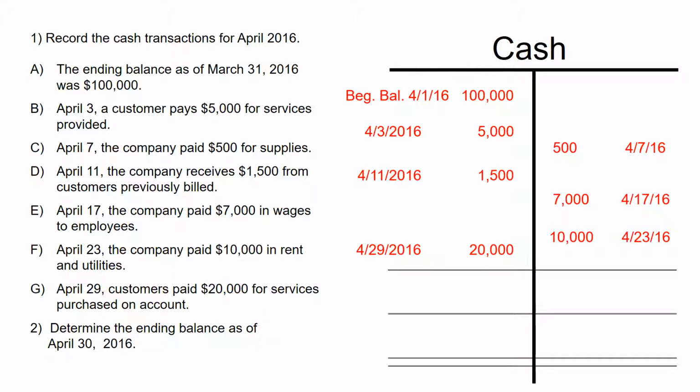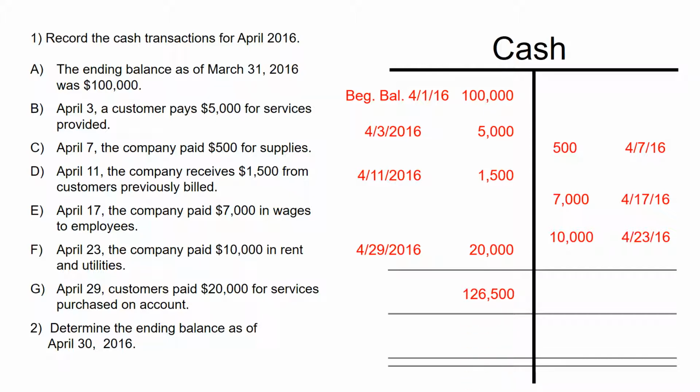So number 2 says determine the ending balance as of April 30th. So we have the beginning balance, then we have all the transactions that occurred during the month, all the debits and credits. To determine the ending balance, first you add down everything in the debit column and you add down everything in the credit column.